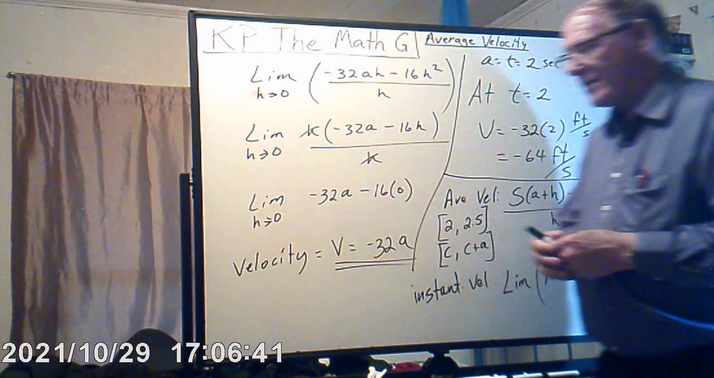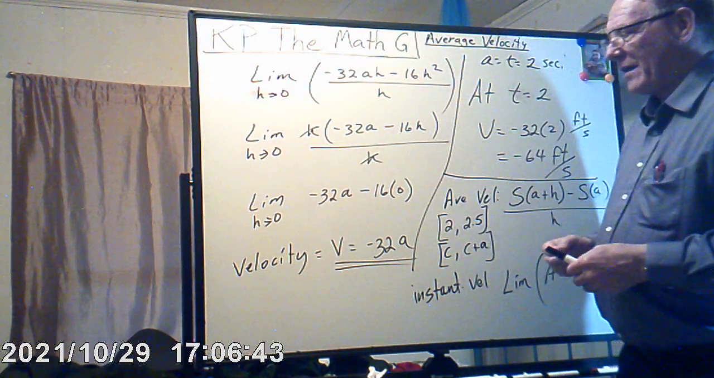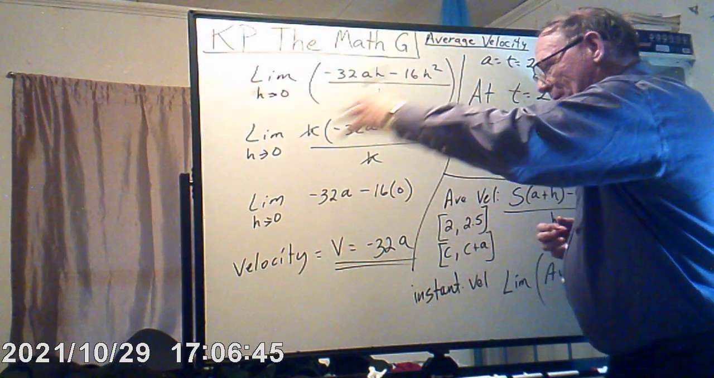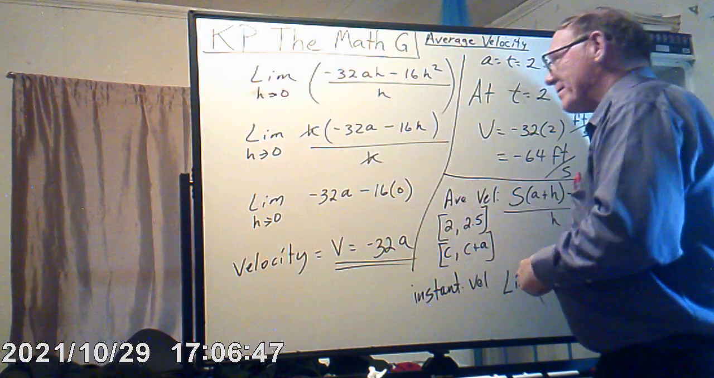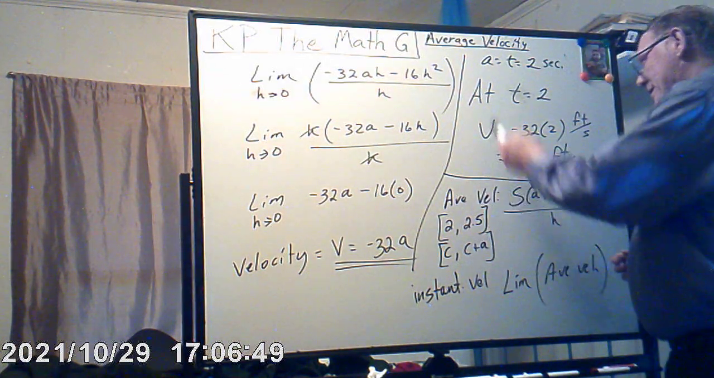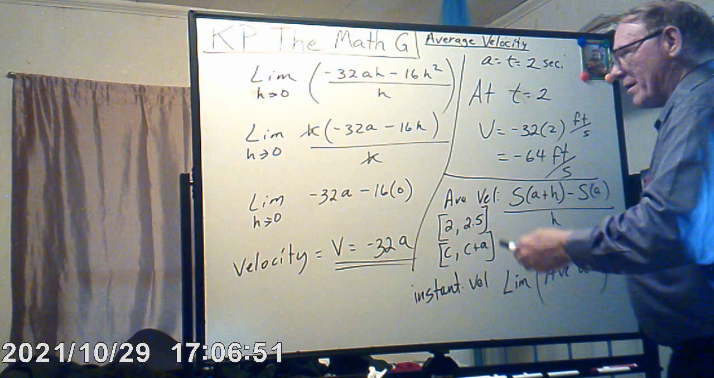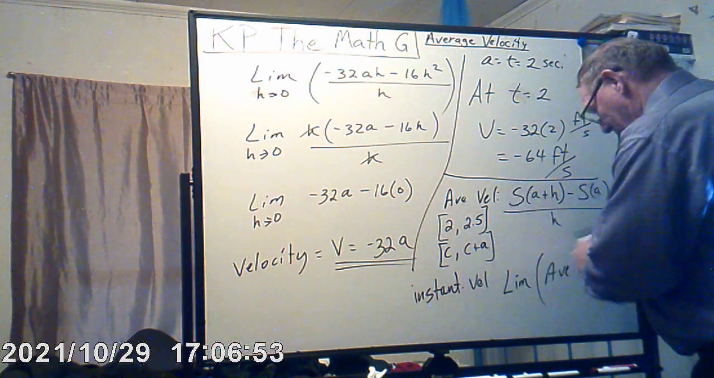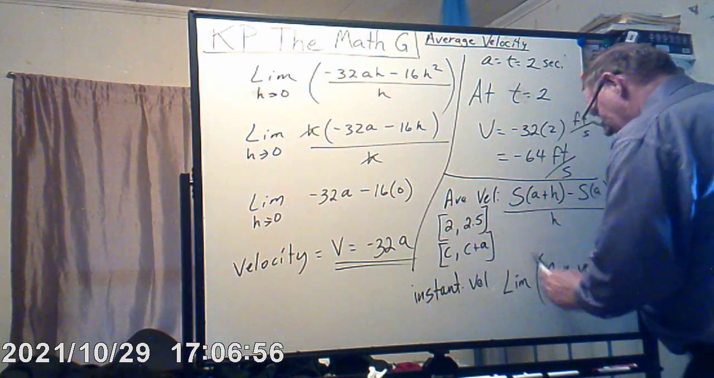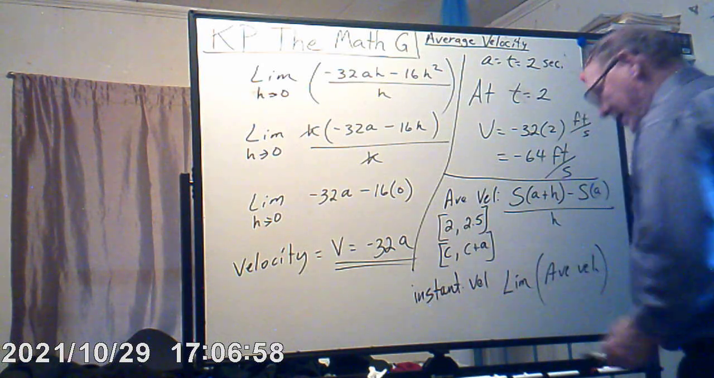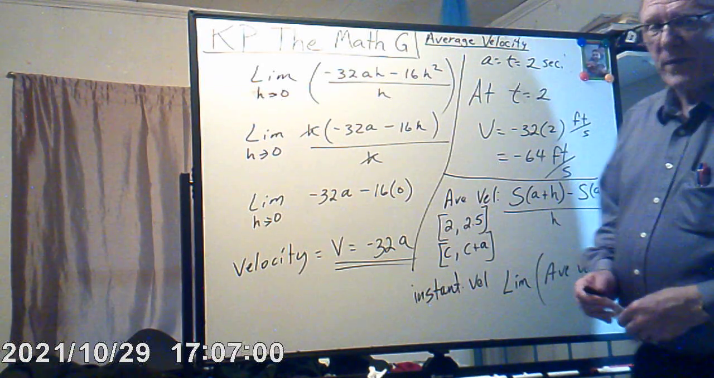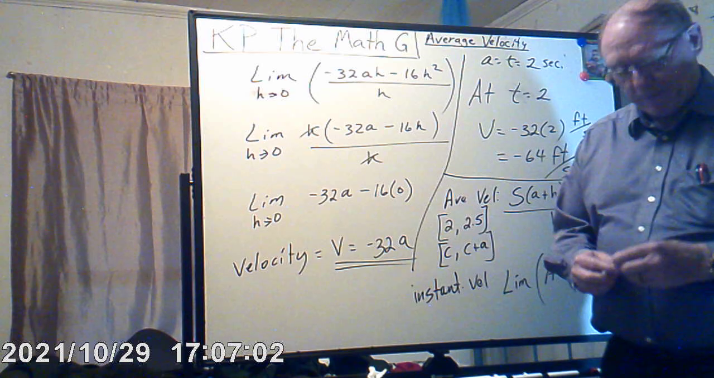So anyway, that's instantaneous. Average, you add them up and divide. All right, so this is the formula right here: average velocity, and then the limit of the average velocity is your instantaneous velocity. I hope that's been helpful to you.